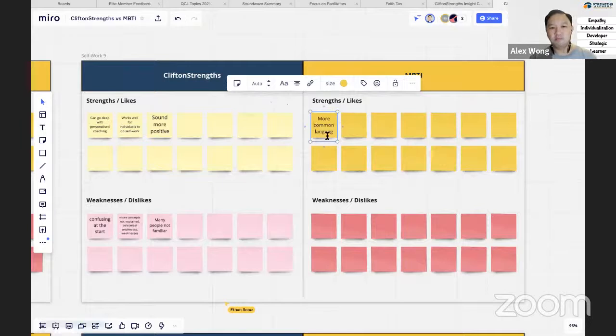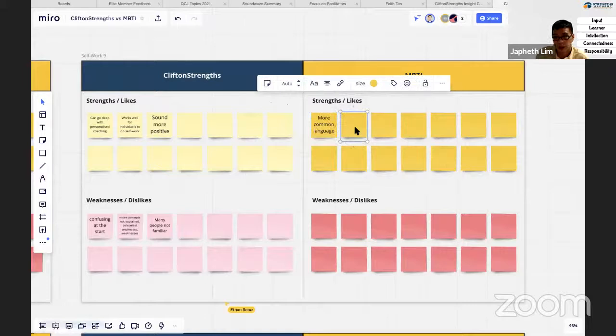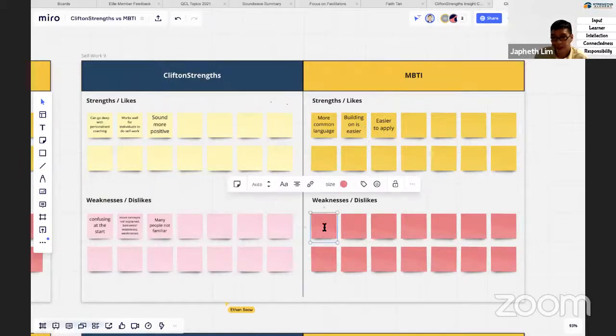So I think that's also the strength of MBTI. It's very common now, so building on it into application is not tough, because everybody at some point in time has taken MBTI. So going into application and building on it, I thought, is the strength of MBTI, looking at the current context. The dislike of MBTI is that people tend to forget the definitions or what the definitions really mean.